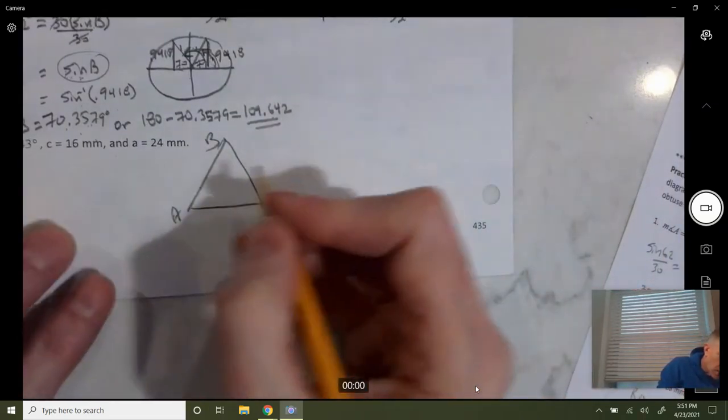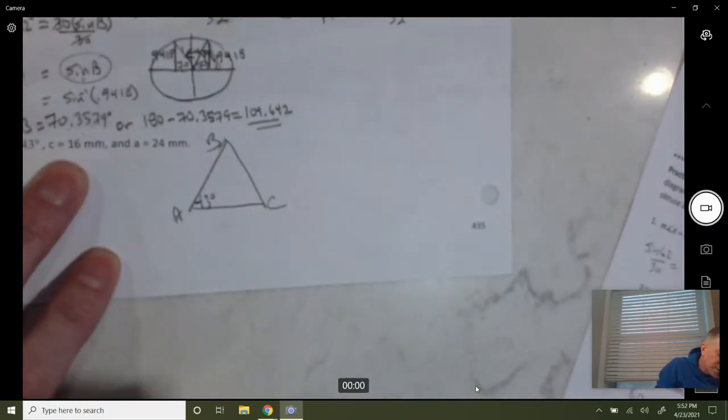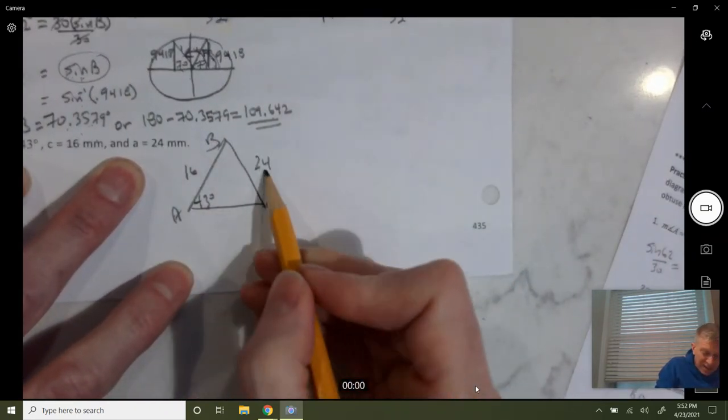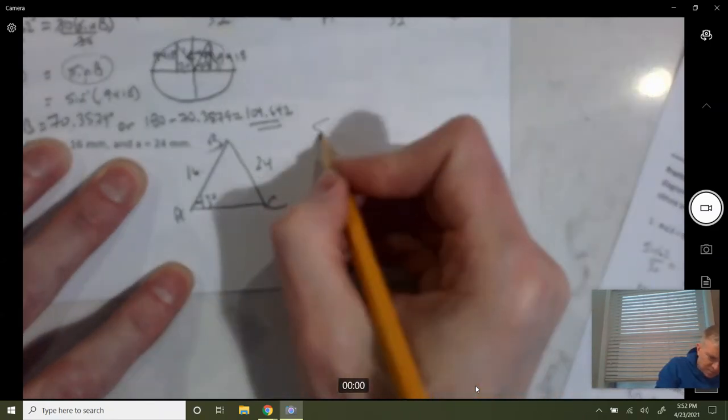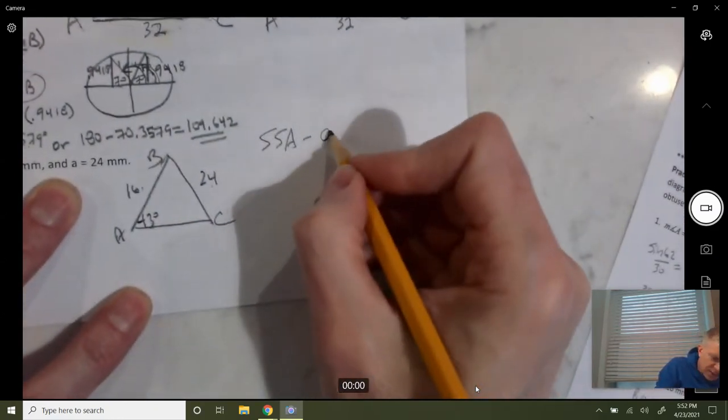Draw, which is angle A is 43 degrees. Little c is 16 millimeters. Little a is 24 millimeters. Okay, so you've got a side, and then an angle. Ding, ding, ding, that alarm should be going off. This is the ambiguous case.